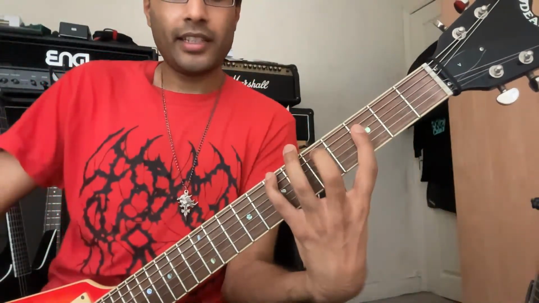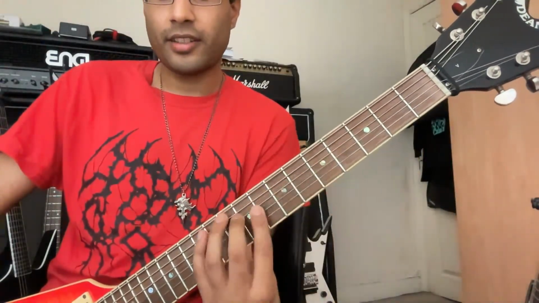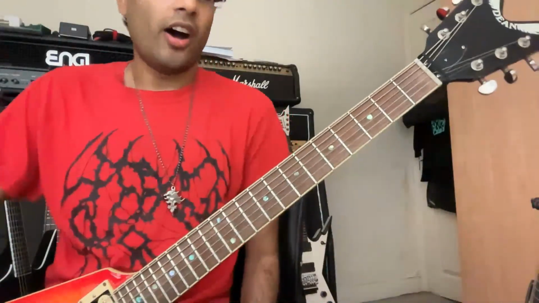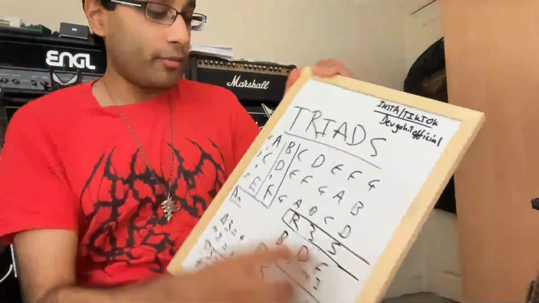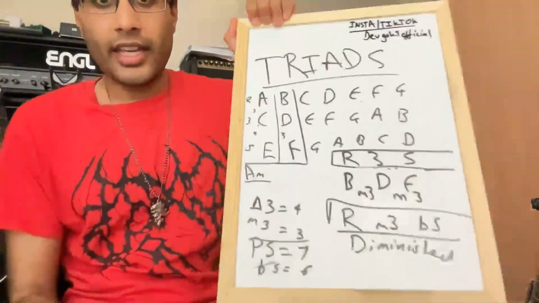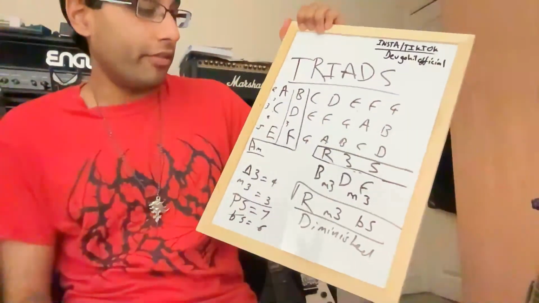Yep, that's why it's easier to do it in the upper frets as well. Okay, so thankfully, that's the only time we have a diminished chord in the key of A minor.